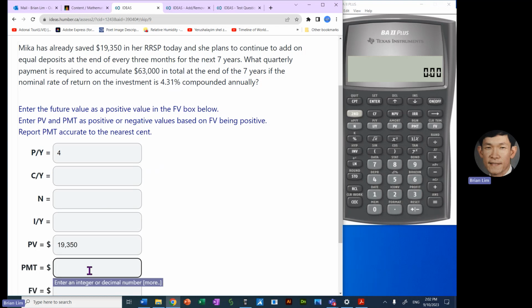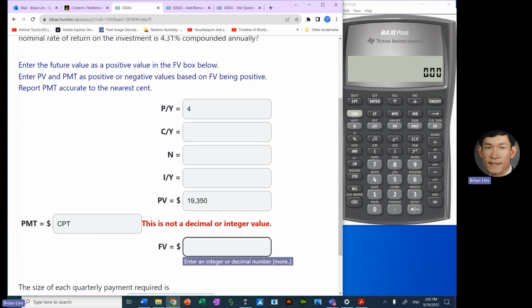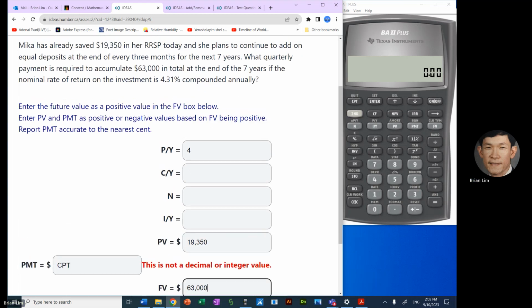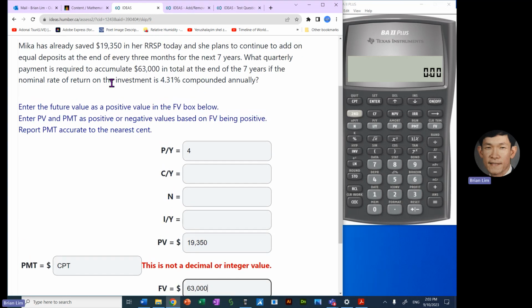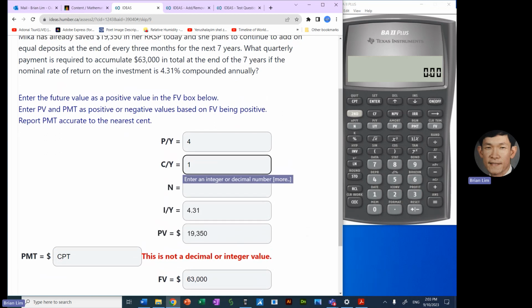So we are computing the payment at the end of every 3 months for 7 years. What quarterly payment is required to accumulate $63,000? That is the future value, correct? All right, so there we are. If the nominal rate of return on investment is 4.31 compounded annually, we insert that for the IY, and CY is 1. And with that, we can start our calculation.